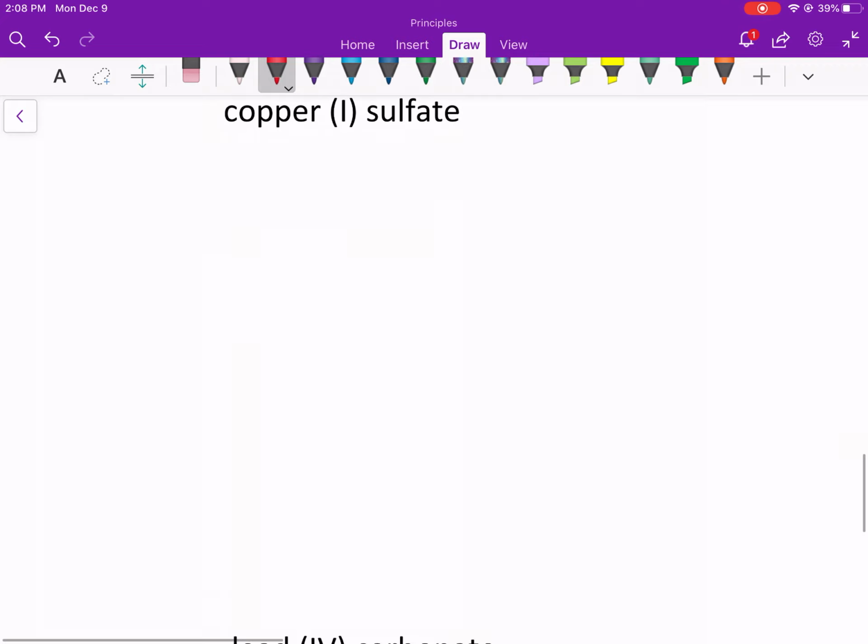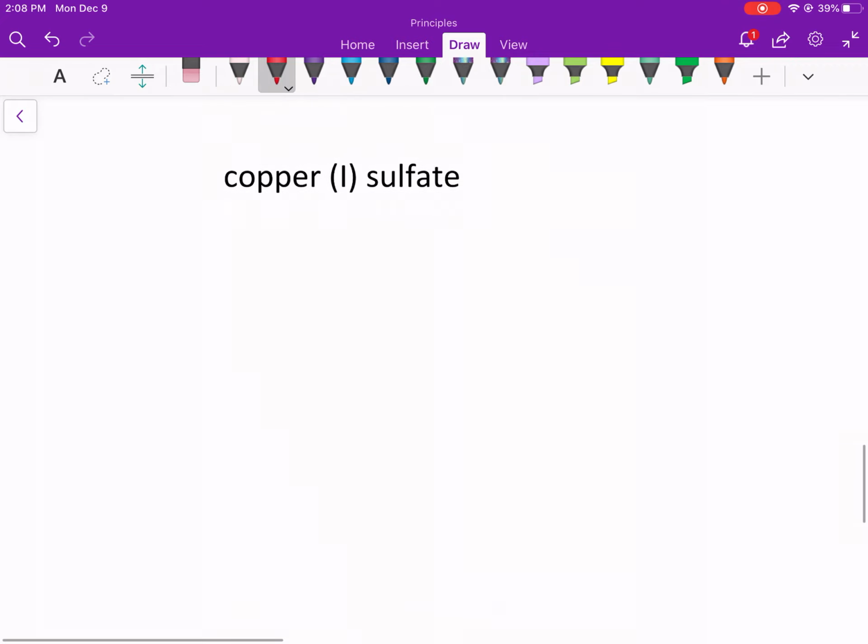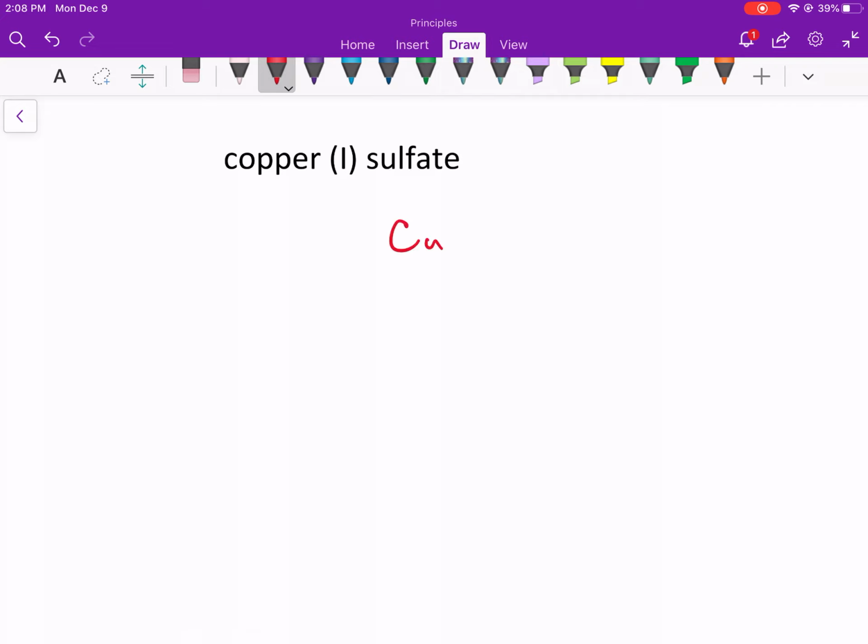And finally, not finally, we have 2 more. Next to last here, copper 1 sulfate. Okay, so if copper has a +1 charge, sulfate is from our list of polyatomic ions, and it has a 2- charge. So you should have said that you would need 2 coppers for every 1 sulfate.